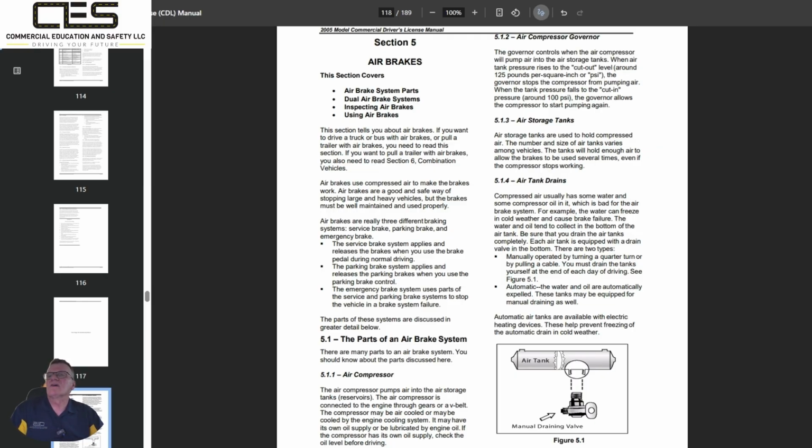This section tells you about air brakes. If you want to drive a truck or a bus with air brakes or pull a trailer with air brakes, you need to read this section. If you want to pull a trailer with air brakes, you also need to read Section 6, which is going to be combination vehicle. Read the chapters as we go along here.